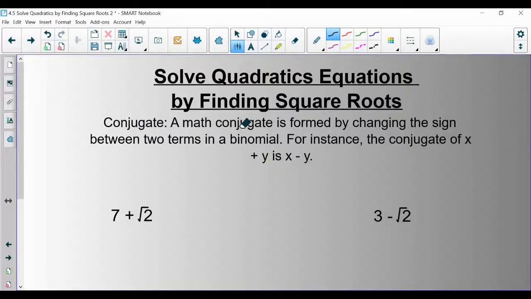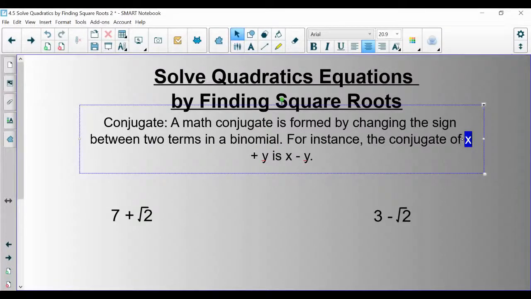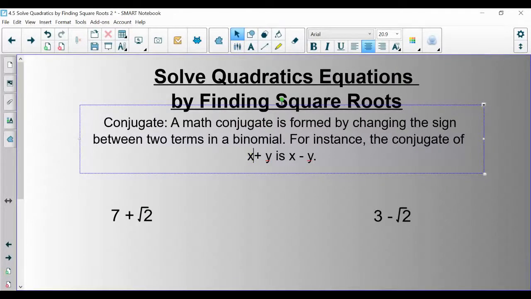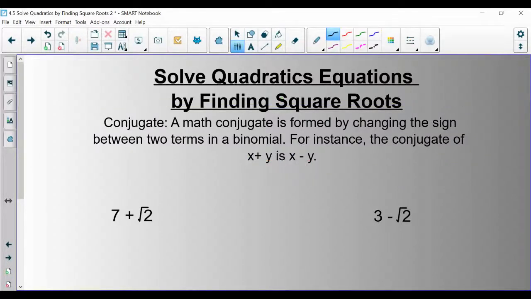The conjugate. A math conjugate is formed by changing the sign between two terms in a binomial. For instance, the conjugate of x plus y is x minus y. Okay, you're changing just the sign in the middle. So the conjugate of 7 plus root 2 would be, hopefully you guys know, 7 minus root 2. And the conjugate of 3 minus root 2 would be 3 plus root 2. We're going to be utilizing conjugates in 4.5 and 4.6 to simplify expressions.